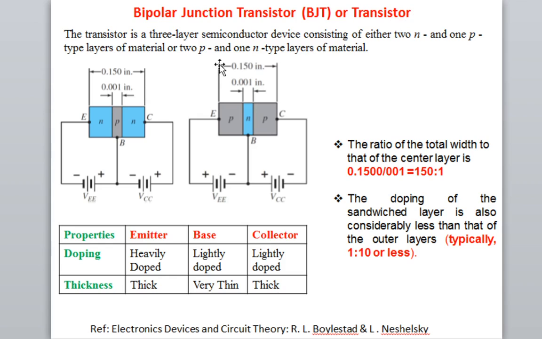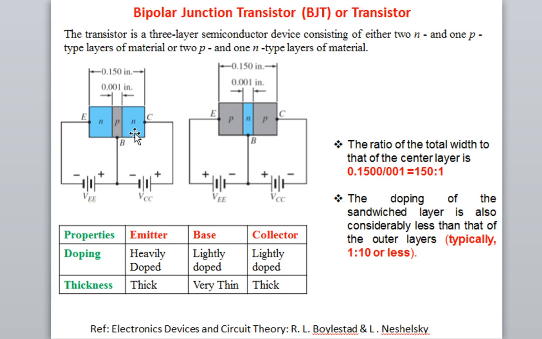If you define the transistor, it is a three layered semiconductor device. A PN junction diode was a two layer device, one P type and one N type, but a transistor is a three layer semiconductor device consisting of either two N and one P type layer of material, or two P and one N layer of material. If it is constructed with two N and one P, that is known as NPN. Here I have shown a diagram: first layer, second layer, third layer.